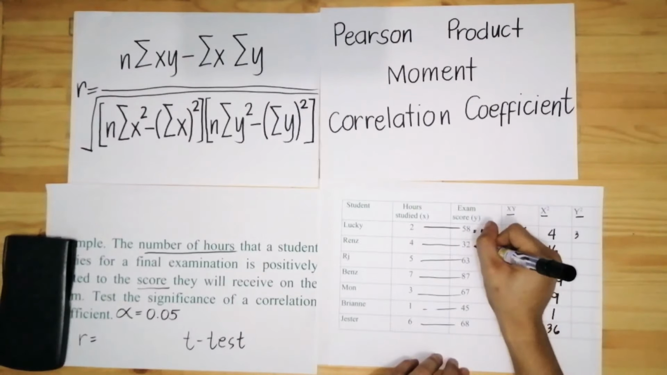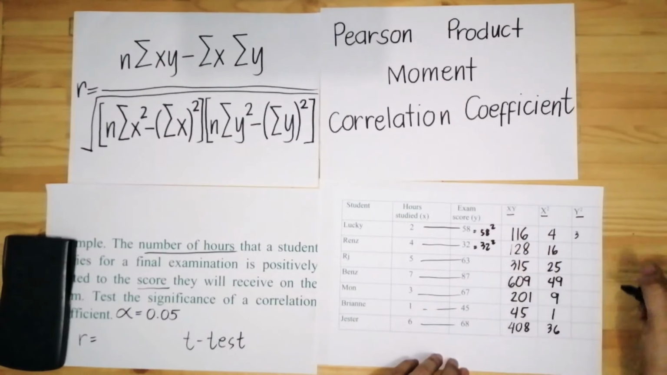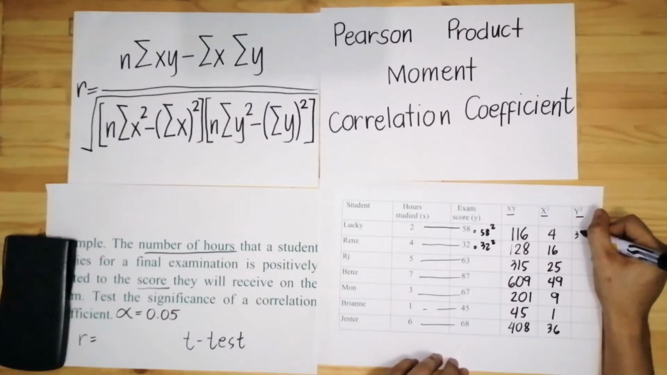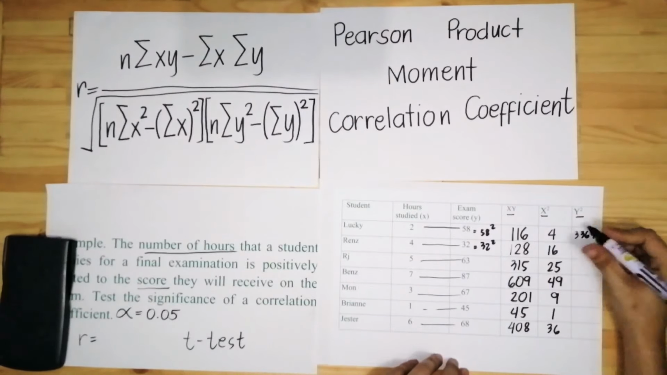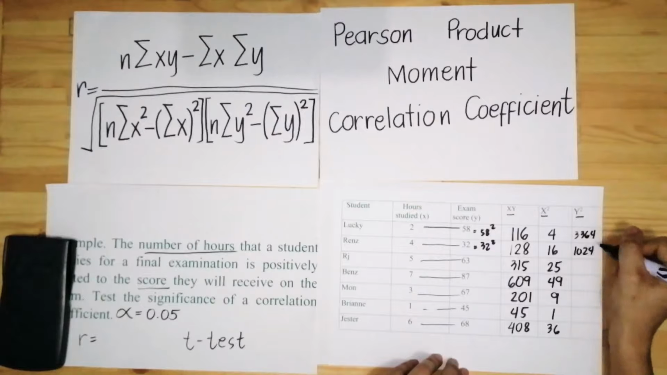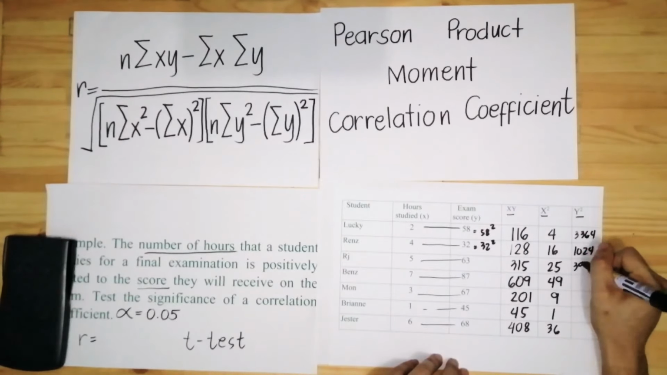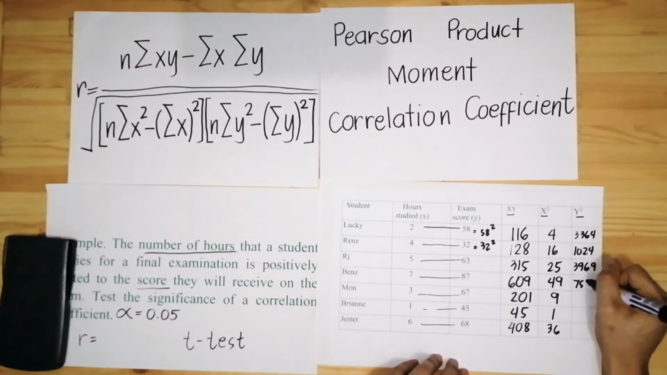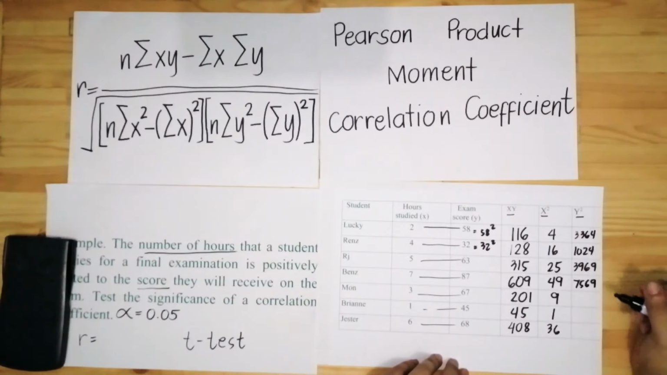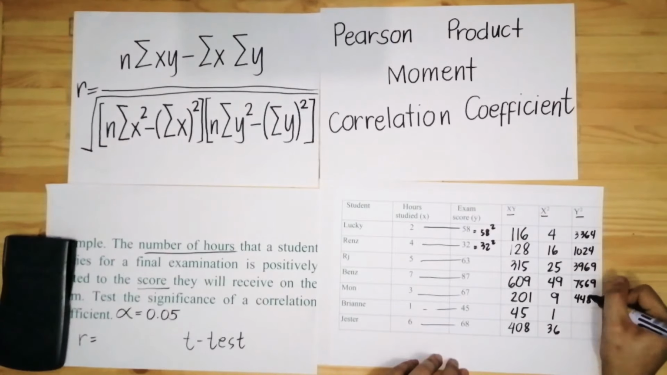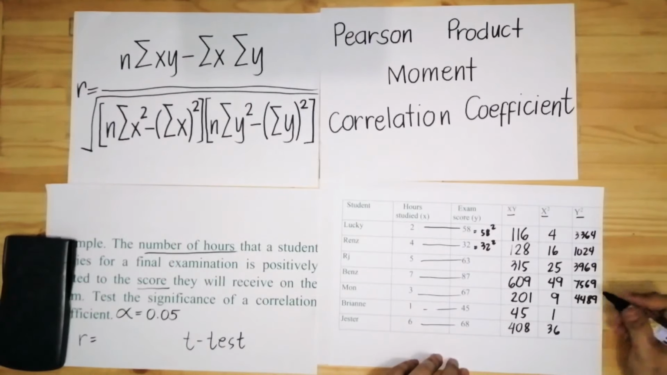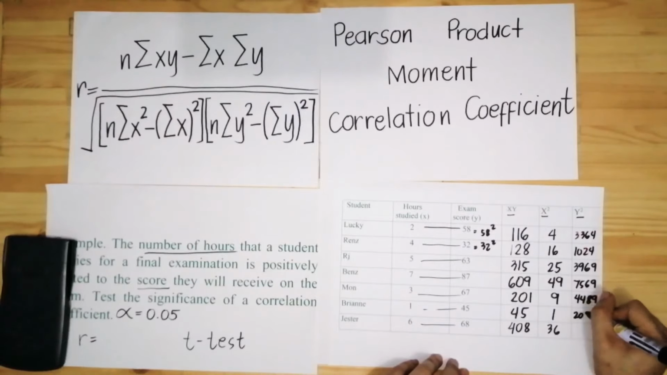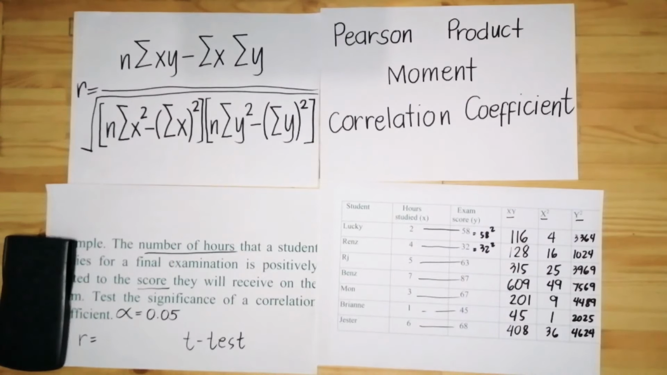Ayan. Ito naman 32 squared, etc. So ang makukuha ang values ay 3364, 1024, 3969, 7569, 4489, then 2025, then 4624. So yun yung mga values natin.